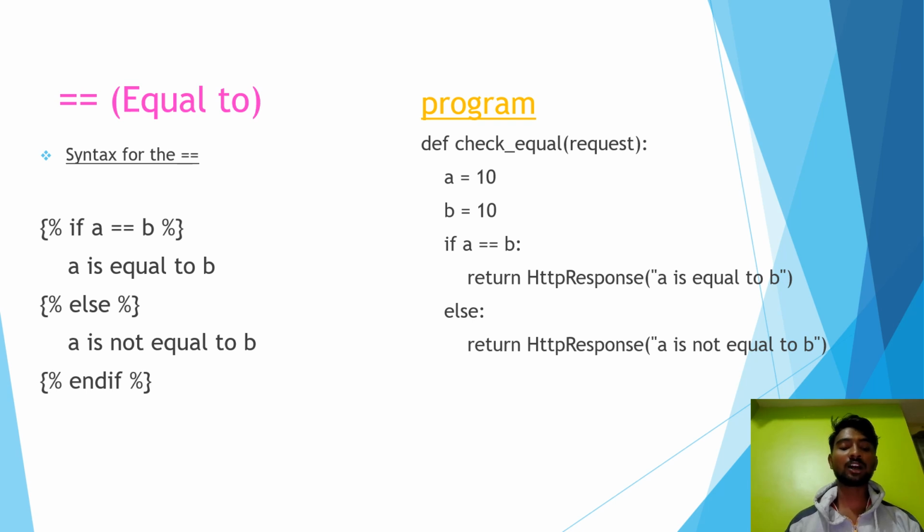Let us take an example. If you write a program in the Python language, where a is equals to 10 and b is equals to 10, what will it return? It returns the response a is equals to b. But if we write b is equals to 12 and a is equals to 10, then it returns that a is not equals to b.